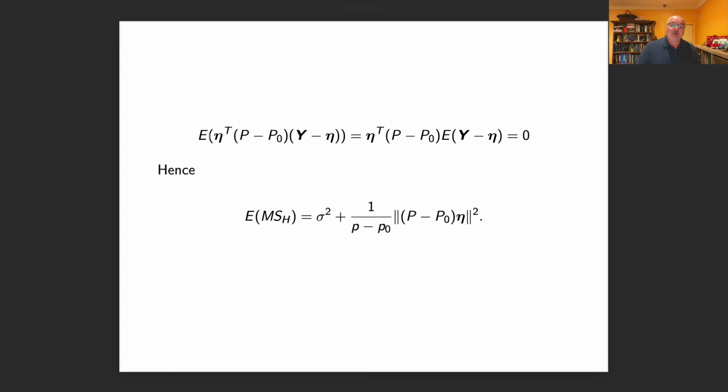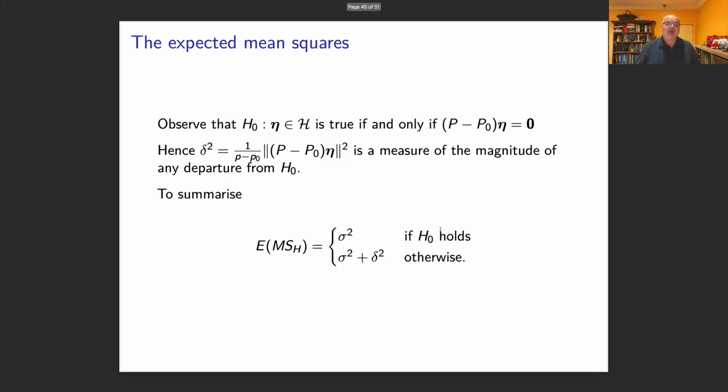The expected value of our eta, so this is our cross product terms. Basically, you can bring these two out. You get the expected value of y minus eta. This is how we've defined our model, so that's 0. So when you put all that together, you finally get that the expected value of the top line is sigma squared plus this term here. Okay, so it's the same as the second line, but with some non-negative extra bit.